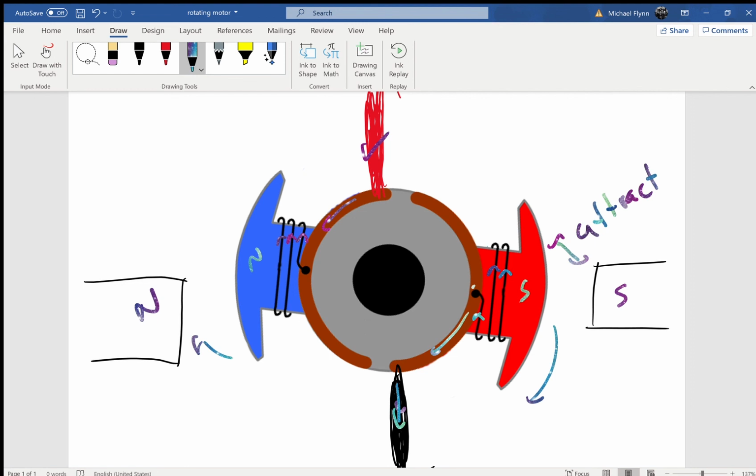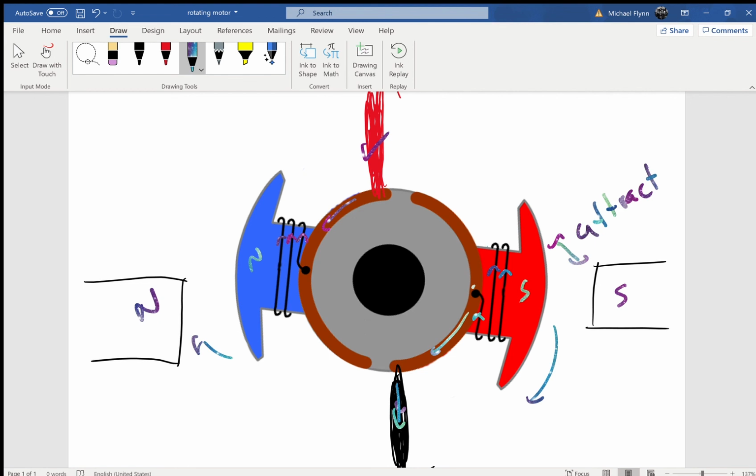Now most motors, like if I have an electric drill, it has a switch on it that allows me to switch where the plus and minus are attached to my rotating armature, and that will reverse the direction. But yeah, that's how you reverse the direction. And this is everything you need to make a motor work.